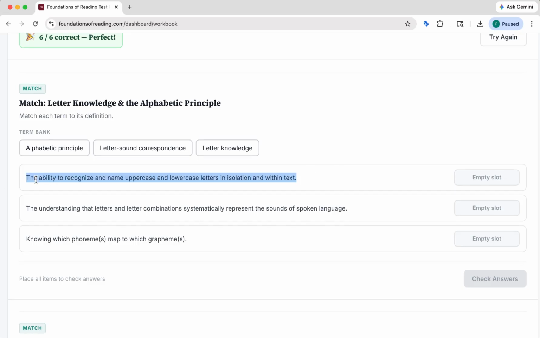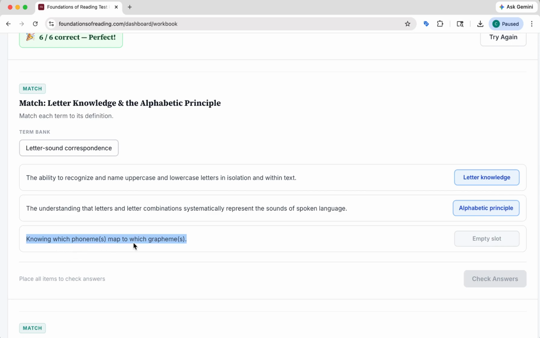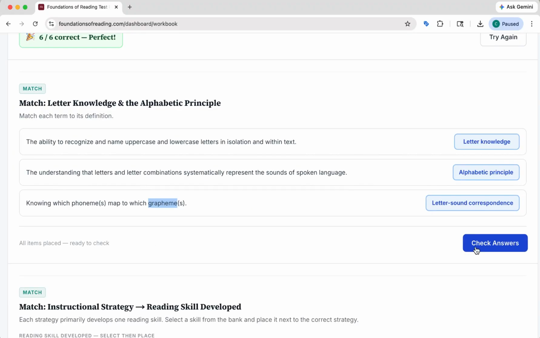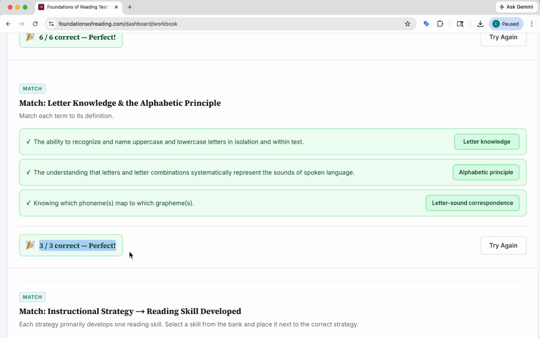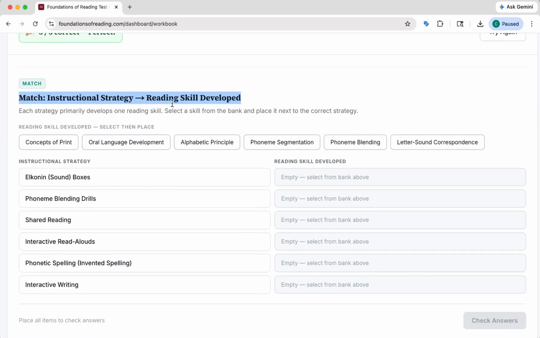Okay, so here we are matching letter knowledge and alphabetic principle. First one, the ability to recognize and name uppercase and lowercase letters in isolation and within context. That is right here, letter knowledge. The understanding that letters and letter combinations systematically represent the sounds of spoken language is the alphabetic principle right there. And knowing which phonemes map to which graphemes. Remember, phoneme is sound, grapheme is written, and that is letter-sound correspondence. Let's check it, and all 3 are correct. Well done. Thank you for the help there. Let's go on and complete the instructional strategy to reading skill development.